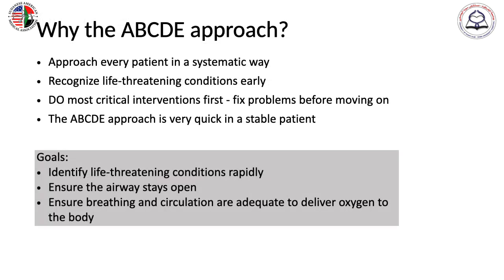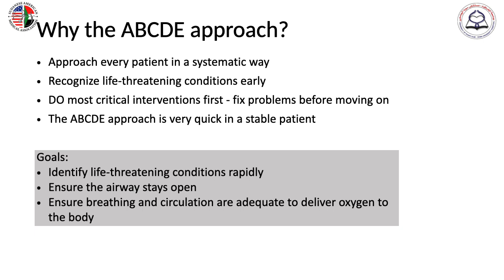The first question, why do we need an ABCDE approach? This approach, we use it to approach every patient in a systematic way. Acutely ill patient could be undifferentiated, and sometimes you might not know or you cannot immediately know the diagnosis. A systemic approach helps us to identify priorities, and it helps us to recognize life-threatening condition as early as possible, and we can do most critical intervention first and fix them before we move on.